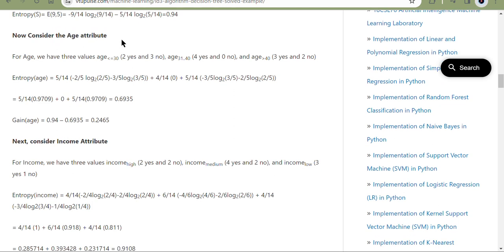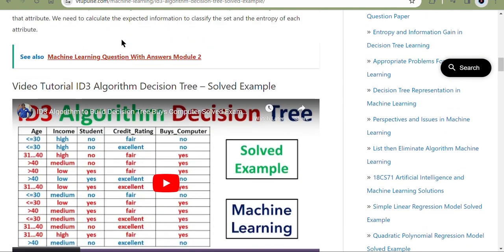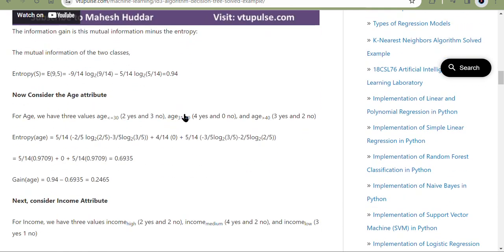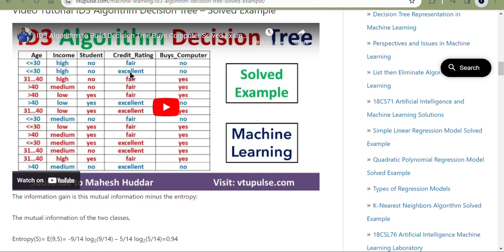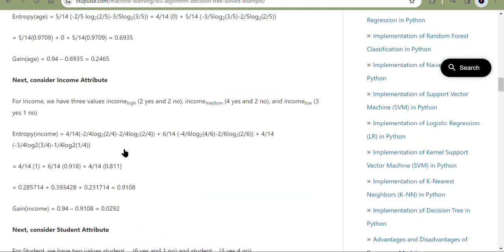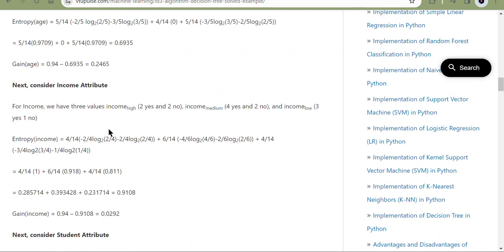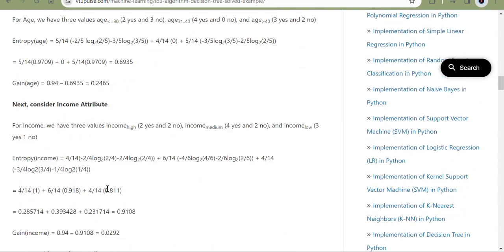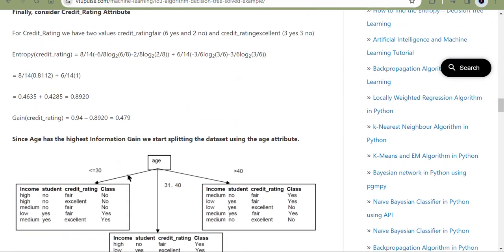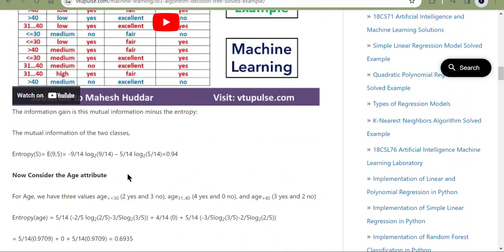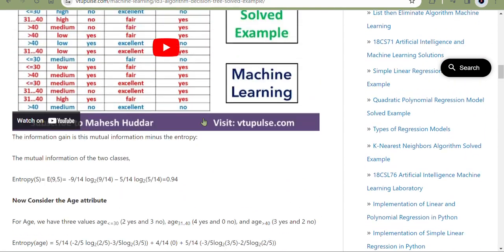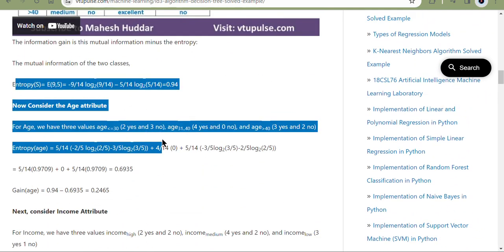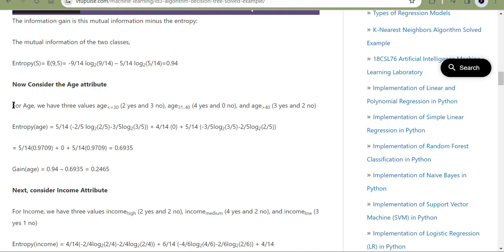Now we're going to take age, income, student, and credit rating. We are not taking the buys-computer attribute, since it is the class. So we will take these four attributes: age, income, student, and credit rating, and by comparing with the buys-computer class, we will calculate the entropy and the overall information gain.